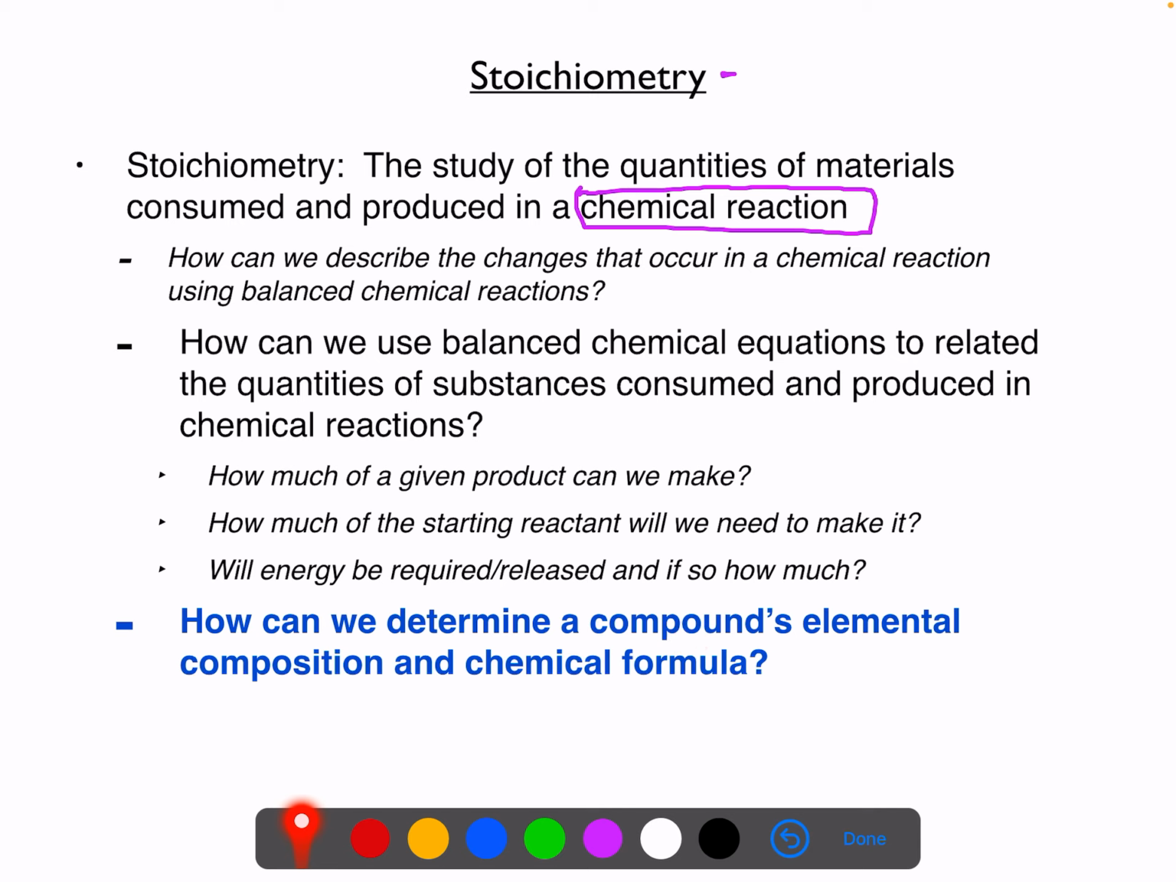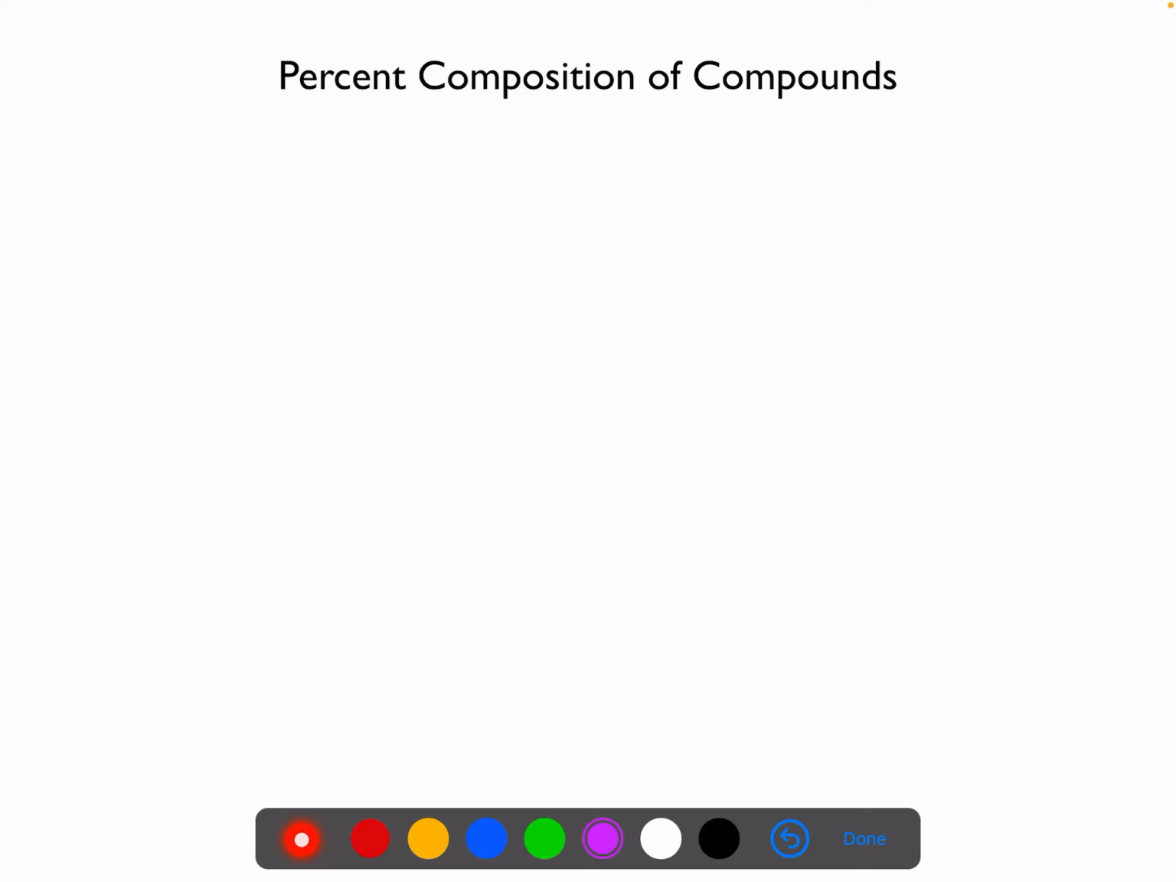a molecular compound's elemental composition and chemical formula. We need to be really good at going grams to moles and vice versa for molecules. And so we're going to take a little bit more time to understand more about molecular formulas. We're going to start by introducing a concept known as the percent composition of compounds.